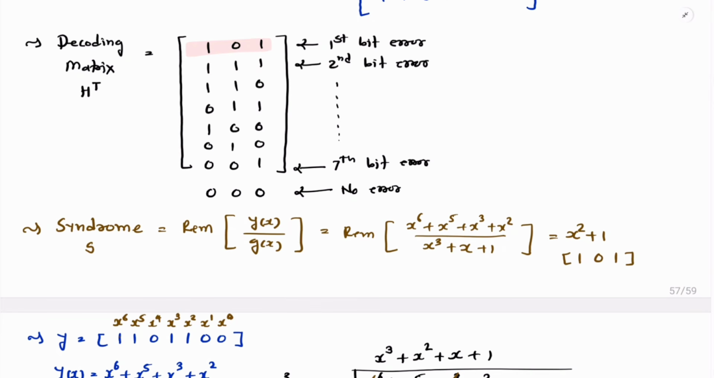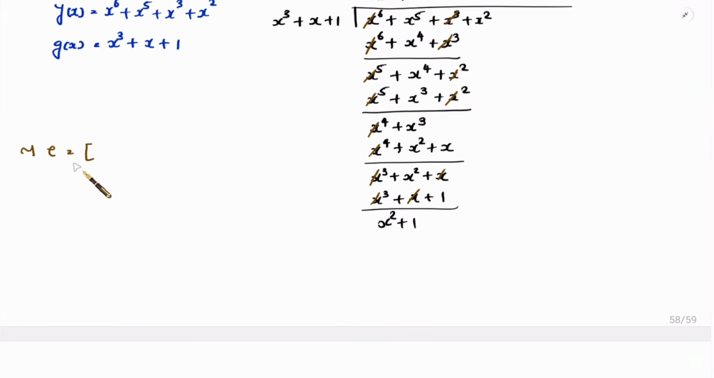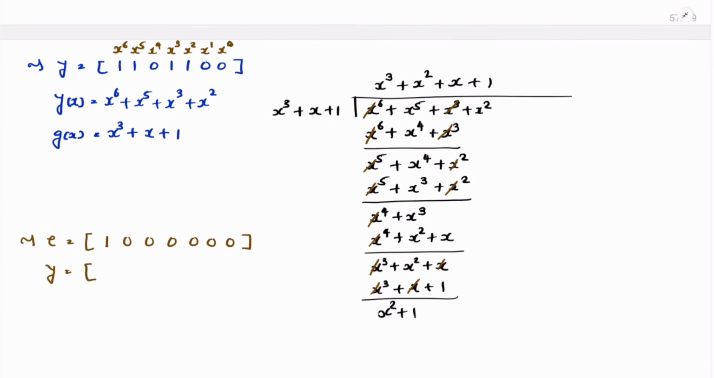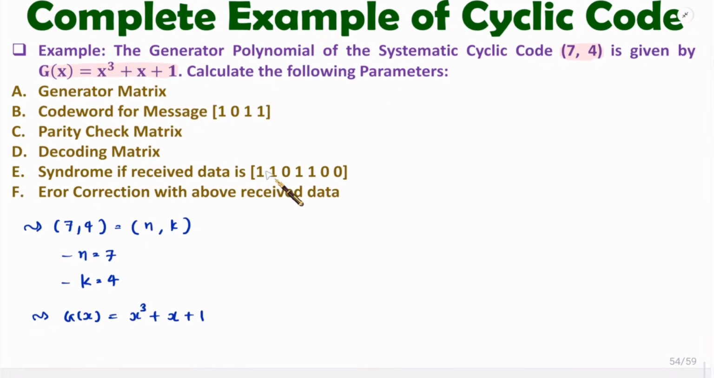With this received data, we have first bit error as per syndrome S. So the received data has first bit error. The first bit will be 1 and the remaining 6 bits will be 0. If you talk about received data, then what is received data? That is 11101100. And in the last question, we need to correct the error for the received data.